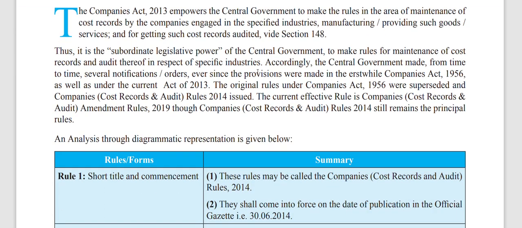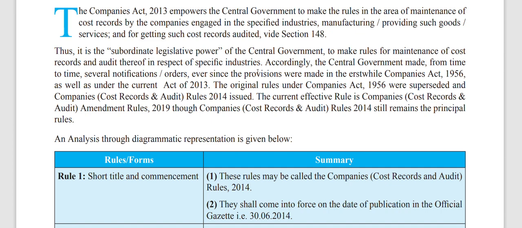So, next, proceed. Thus, it is the subordinate legislative power of the central government to make rules for the maintenance of cost records and audit thereof in respect of specific industries. Accordingly, the central government made from time to time several notifications and orders ever since the provisions were made in the erstwhile Companies Act 1956 as well as under the current Act 2013.